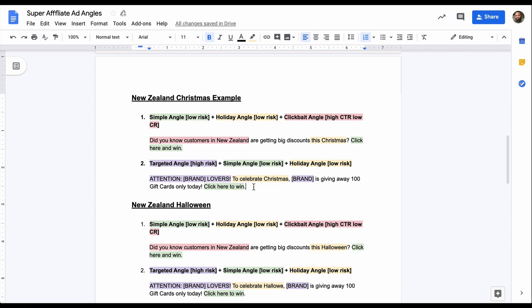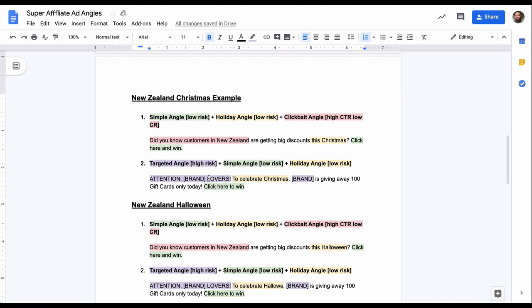But just bear in mind that even though I have 2 low risk parts of this angle, 2 low risk angles put together, because I now also have the high risk angle, that automatically makes this angle high risk. As long as that's been included, this angle is high risk. Just bear that in mind when you're running these angles.